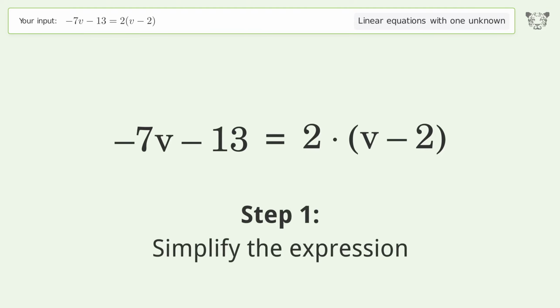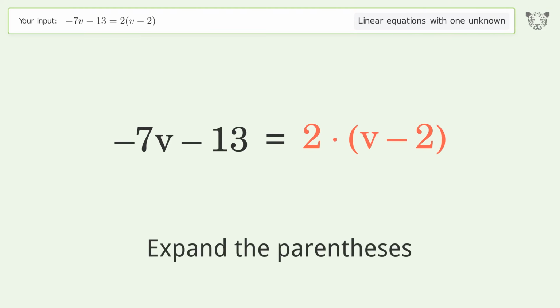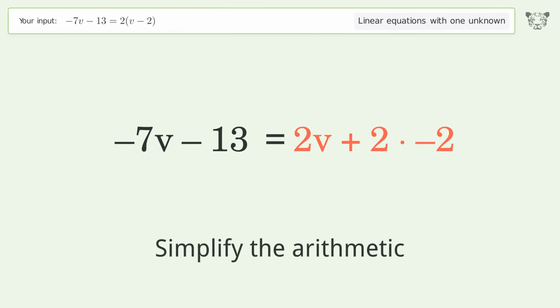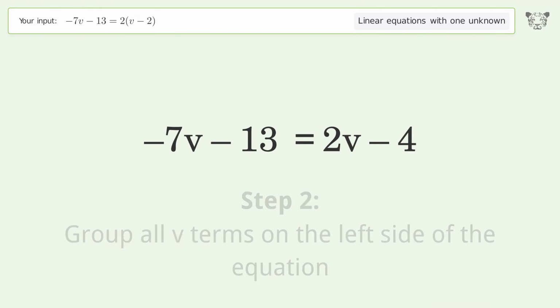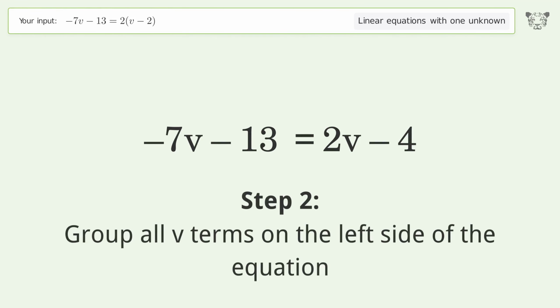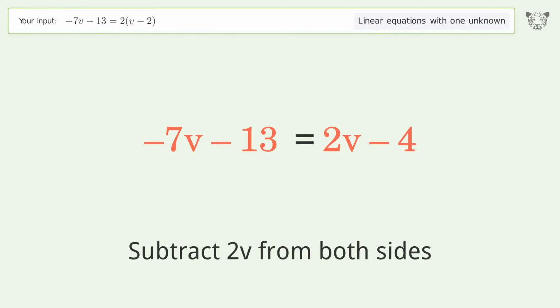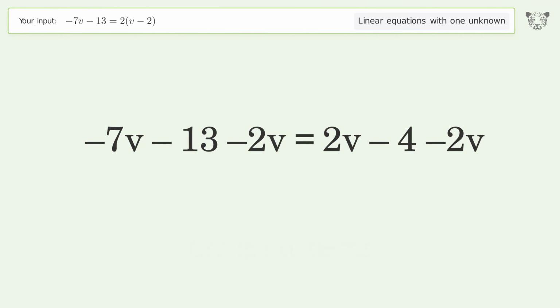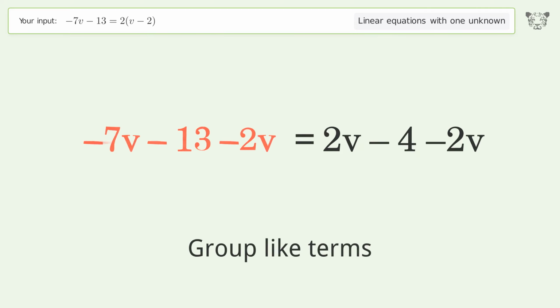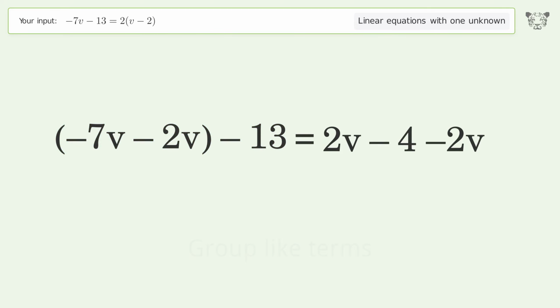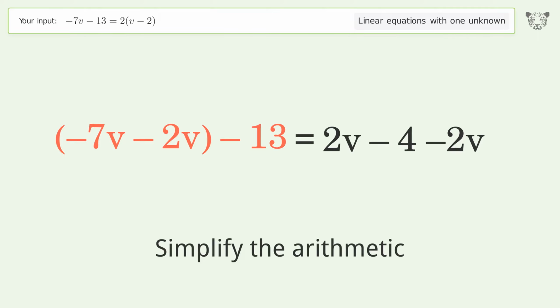Simplify the expression. Expand the parentheses. Simplify the arithmetic. Group all v terms on the left side of the equation. Subtract 2v from both sides. Group like terms. Simplify the arithmetic.